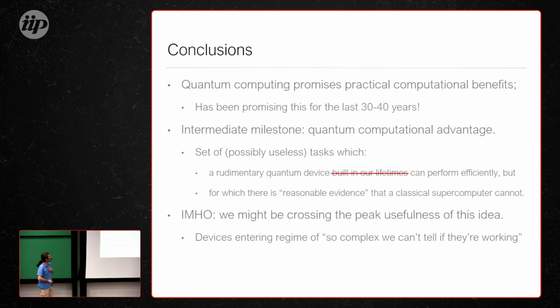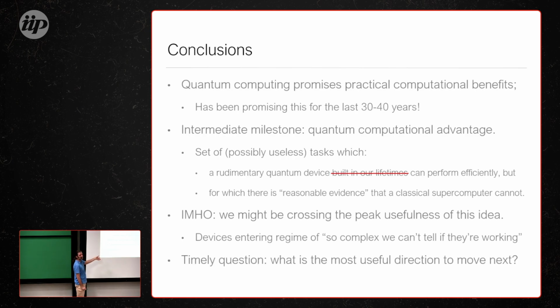So I think at this point, the more timely question to ask is, this was a useful idea over the last 10 years. This pushed the field forward by a lot. And boson sampling is not the only example.